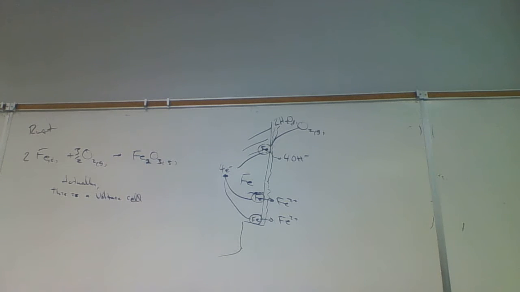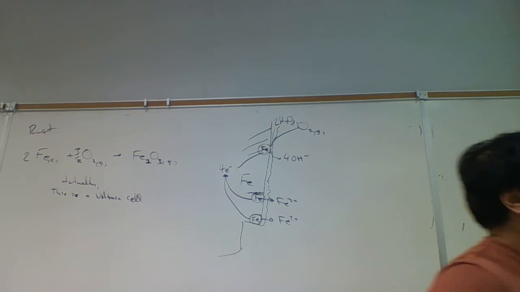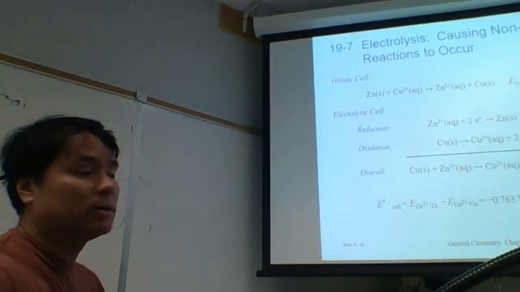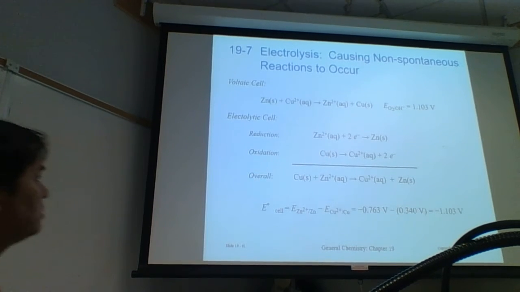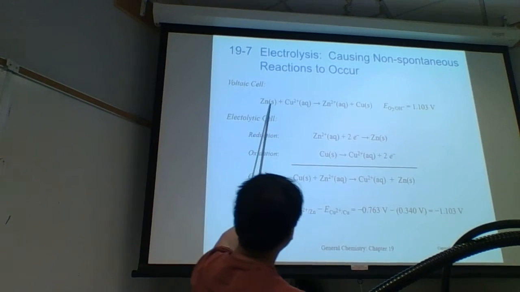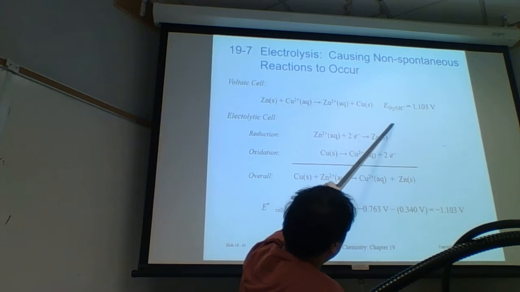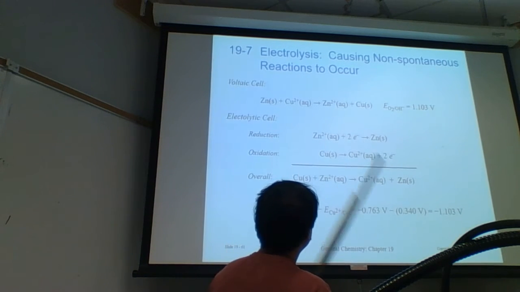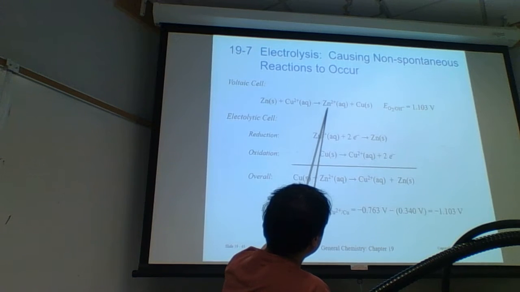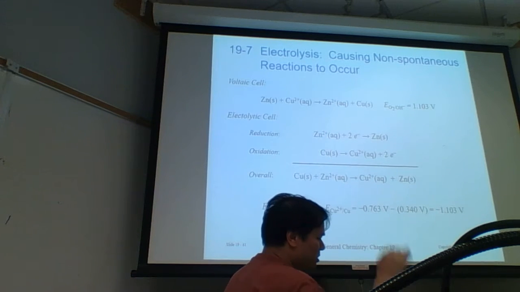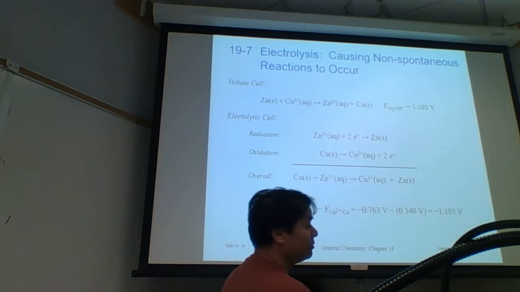All right, the last topic of chapter 19 deals with electrolysis. Electrolysis is using electricity to drive non-spontaneous reactions. And so this is a spontaneous reaction here. Zinc and copper 2, we built this battery here. Got a voltage of 1.1 volts. But what's going to happen is this battery is going to operate and the voltage is going to decrease, and eventually the battery is going to go dead.